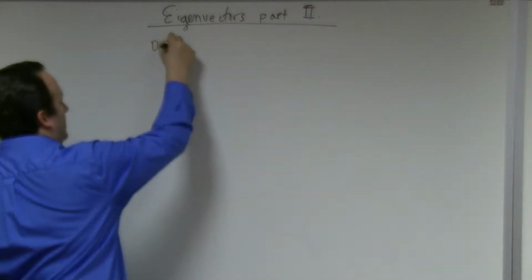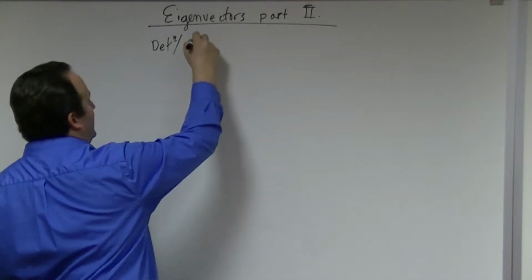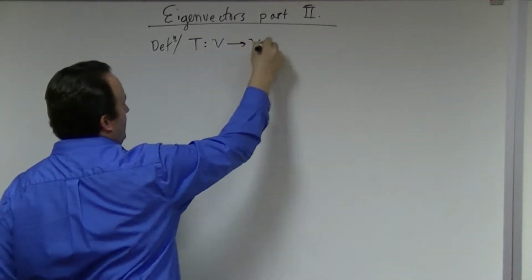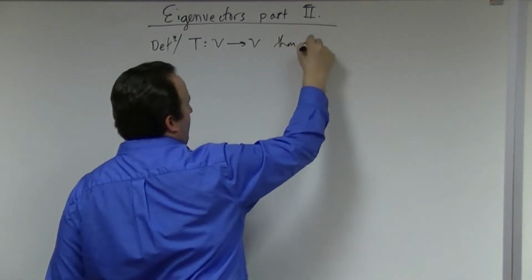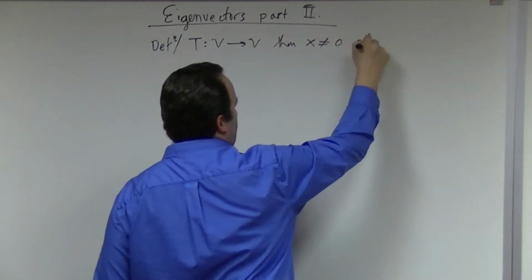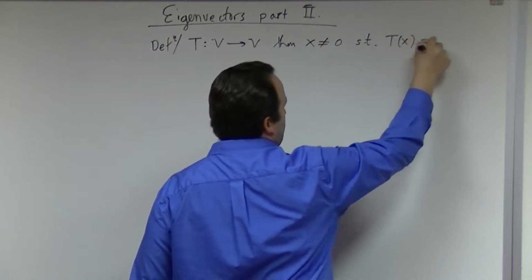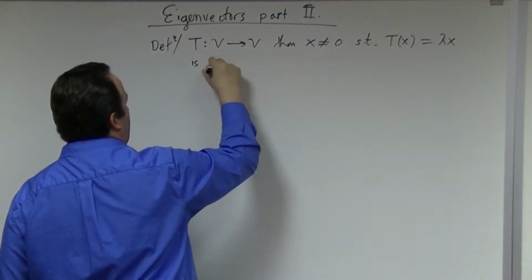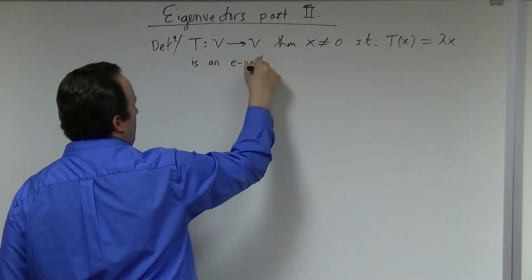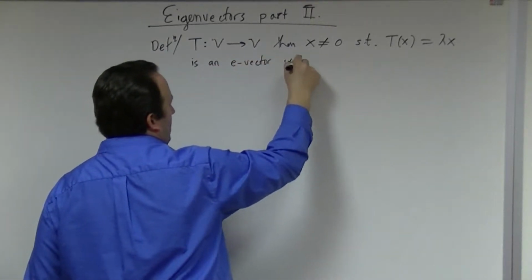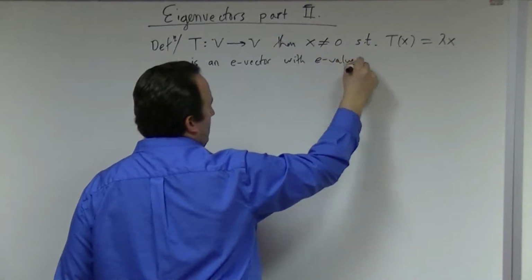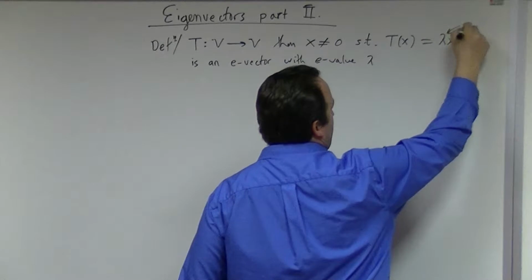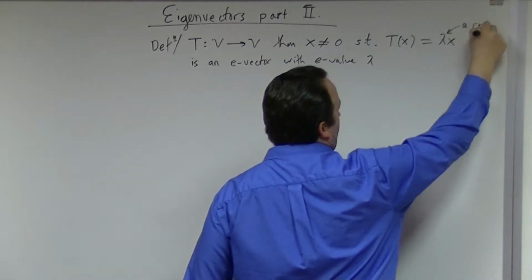Definition, right? We say that if you have T, a linear transformation from V to V, then x not equal to 0, such that T of x equals lambda x, is an eigenvector with eigenvalue lambda. And we're assuming here that this is a real number, for the moment at least.